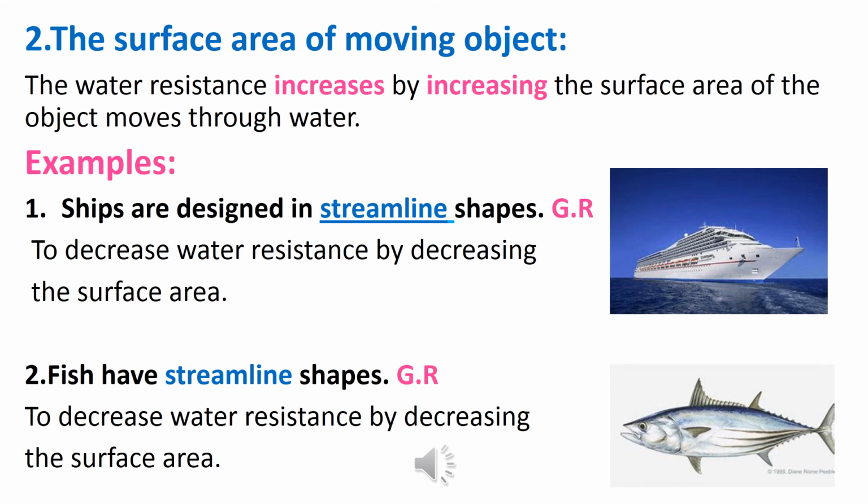Here are some examples about this factor. Ships are designed in streamlined shapes to decrease water resistance by decreasing the surface area so they can move fast. Here is another example. Fish have streamlined shapes, also to decrease water resistance by decreasing the surface area.